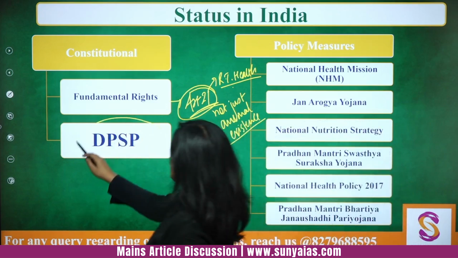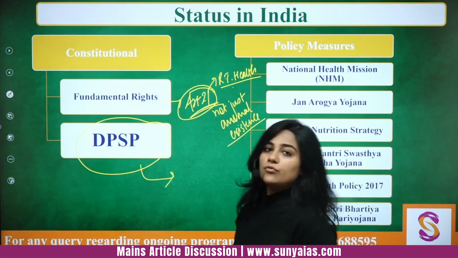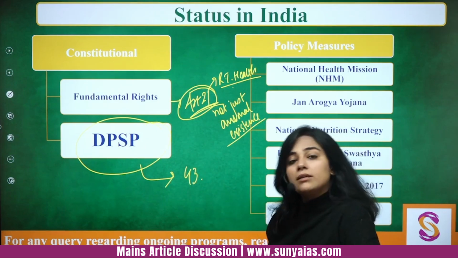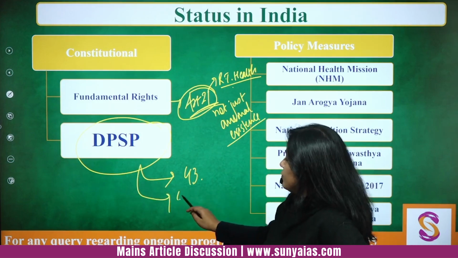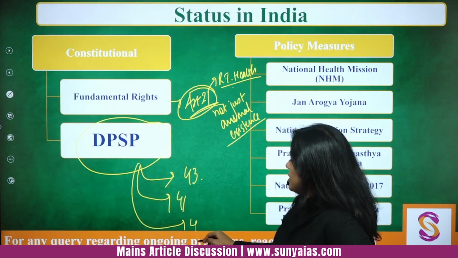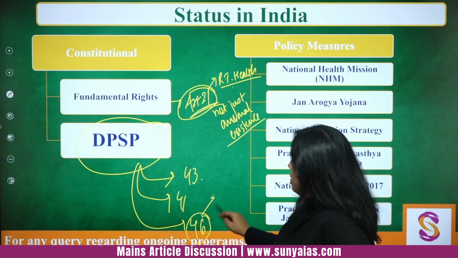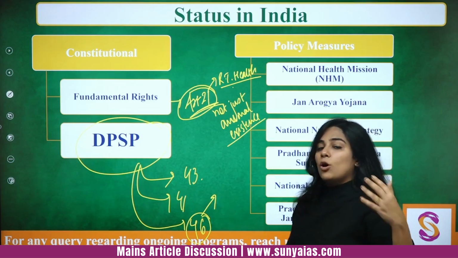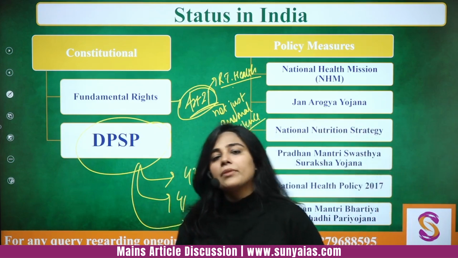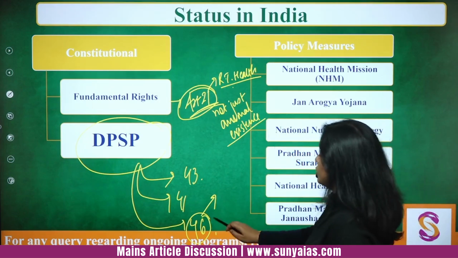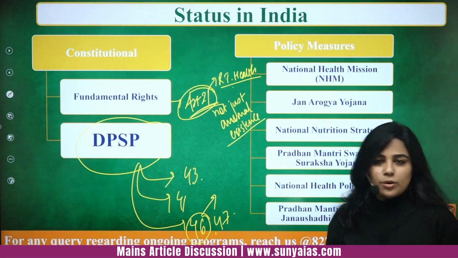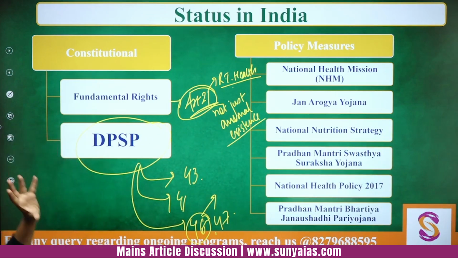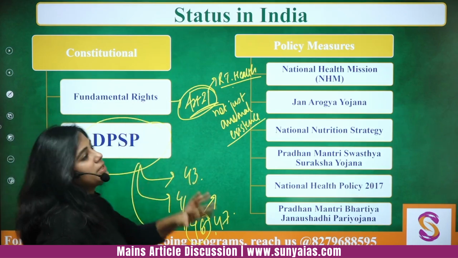Then there are, in DPSP, there are further articles. So for example, Article 43 is there, the health of workers and maternity relief. Article 41 is there. Then Article 46 is there. Article 46, the health and education of the socially and economically backward classes. ठीक है, तो ये सारी चीजें इंपॉर्टेंट हो जाती हैं. 46, 47 ये आर्टिकल्स जो है अपने इंपॉर्टेंट हो जाते हैं. सो दीज थिंग्स. इसके अलावा पॉलिसी मेजर्स में क्या क्या है?